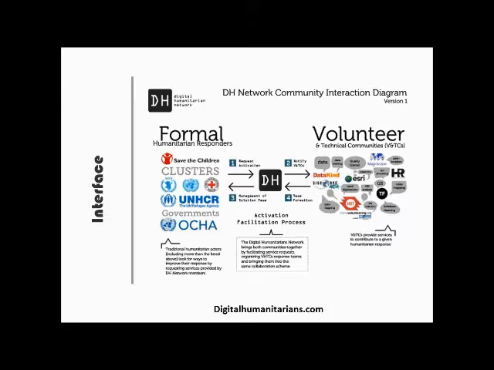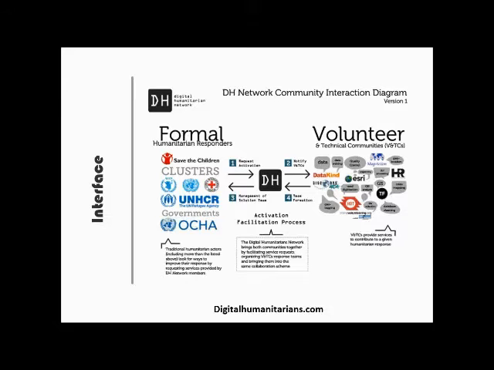What do we have to do to reward them? How do we set up our structures? What kind of technologies do we need to use? So what we produced was guidance for collaborating with the volunteer and technical communities. The electronic version for this is on the digitalhumanitarians.com website, so you can quickly find and download that in English or French. But that really can give you something you can skim through.